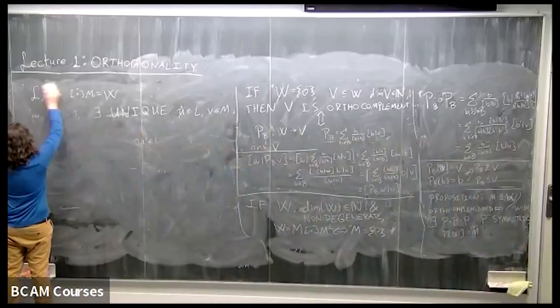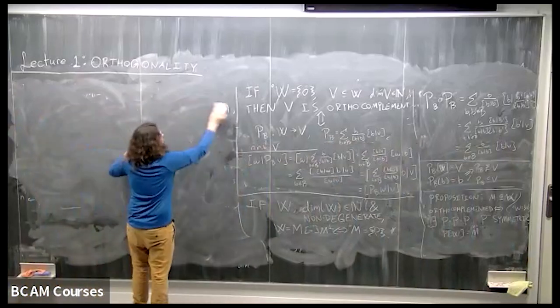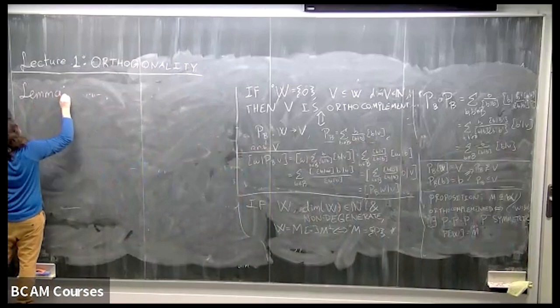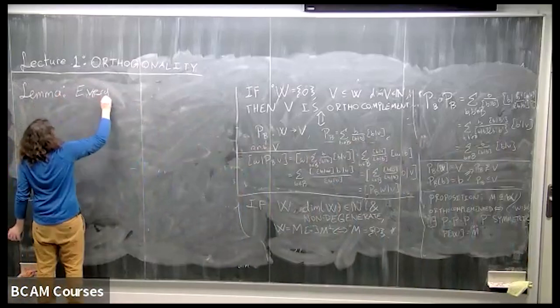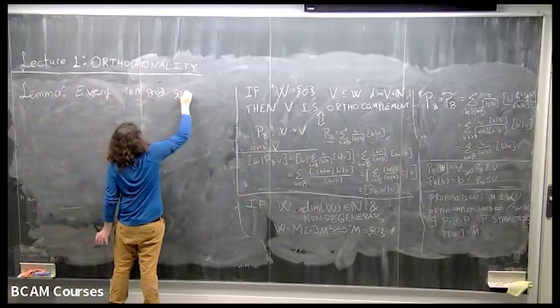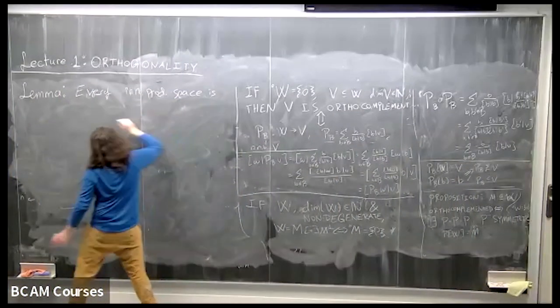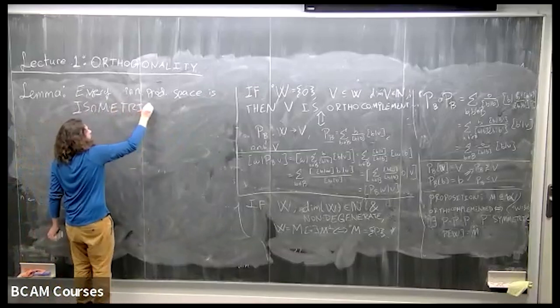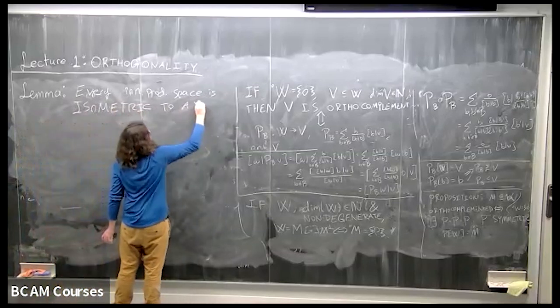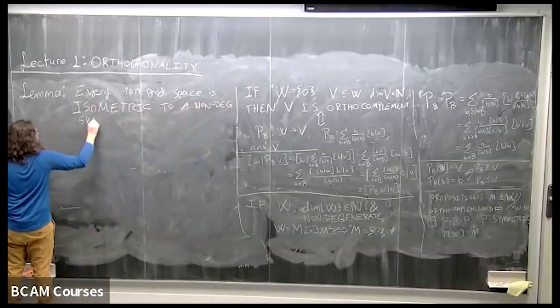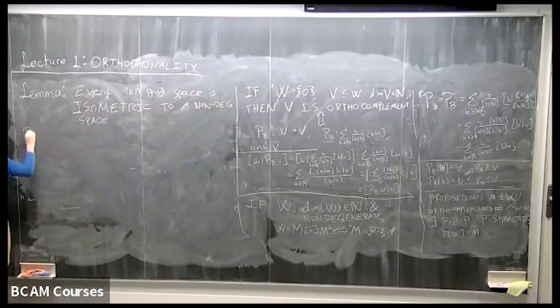Okay, so what I said in words, I can write on the board. So lemma: every inner product space is isometric to a non-degenerate one. True. Proceeds by explicit construction.